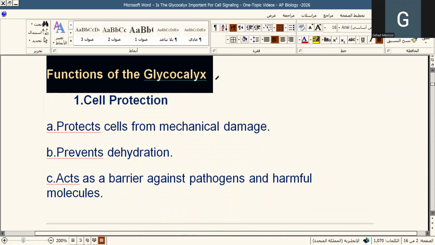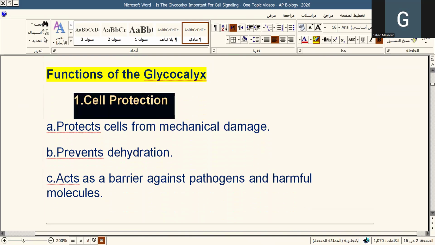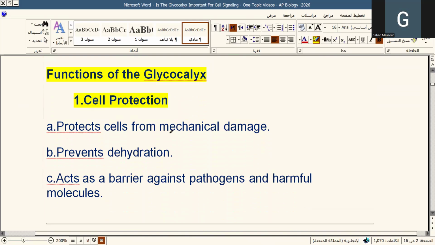The glycocalyx has several functions, and the first traditional function of the glycocalyx is cell protection. Of course, just by being there, the glycocalyx will protect the cell membrane from mechanical damage because, as we said, we have a dense layer of glycoprotein, proteoglycan, or glycolipid molecules that physically covers the cell membrane from the outside, and therefore physically protects it from mechanical damage.